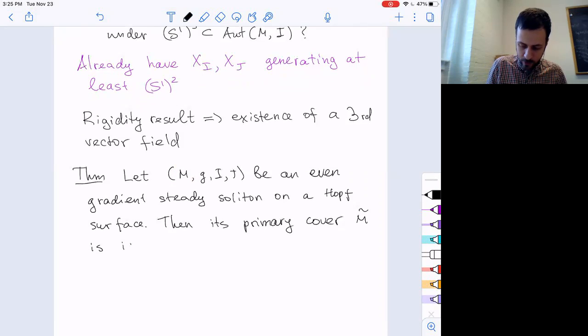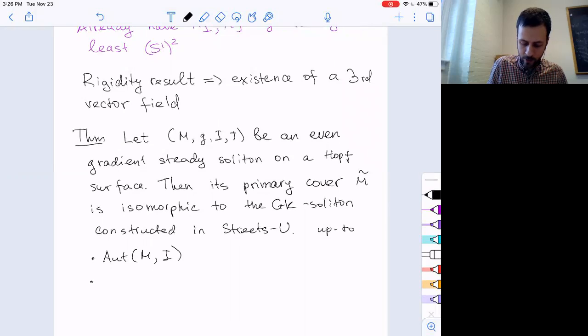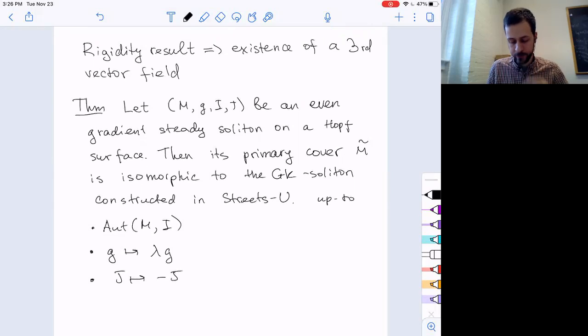is isomorphic to the generalized Kähler soliton constructed in our paper, up to, so what is allowed? We are allowed to act by automorphisms of M, I, we are allowed to scale the metric G, and we are allowed to swap J and negative J. So that's a uniqueness statement.